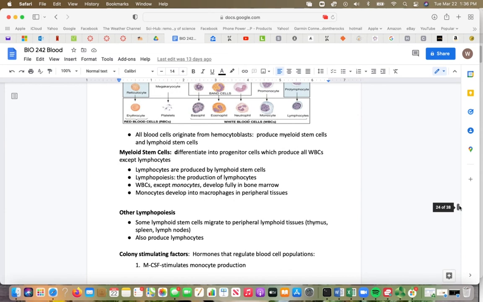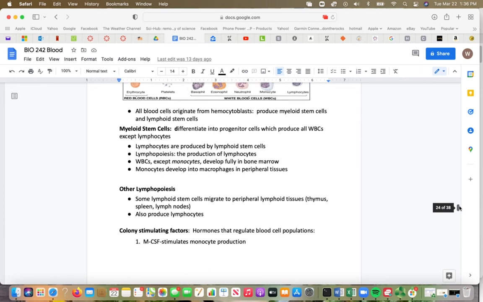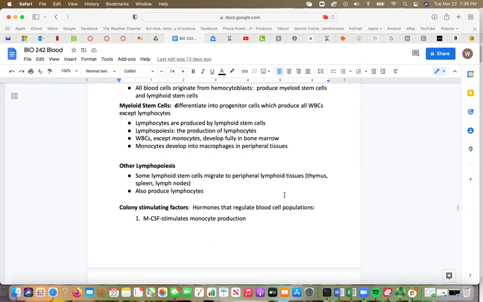So the myeloid stem cells are going to produce everything except the lymphocytes. Lymphocytes come from lymphoid stem cells. Lymphopoiesis is the production of the lymphocytes. All of them, except the monocytes, develop in the bone marrow. Monocytes will develop in the peripheral tissues into macrophages. Some of the lymphoid stem cells can migrate to peripheral lymphoid tissues like the thymus, spleen, or lymph nodes.